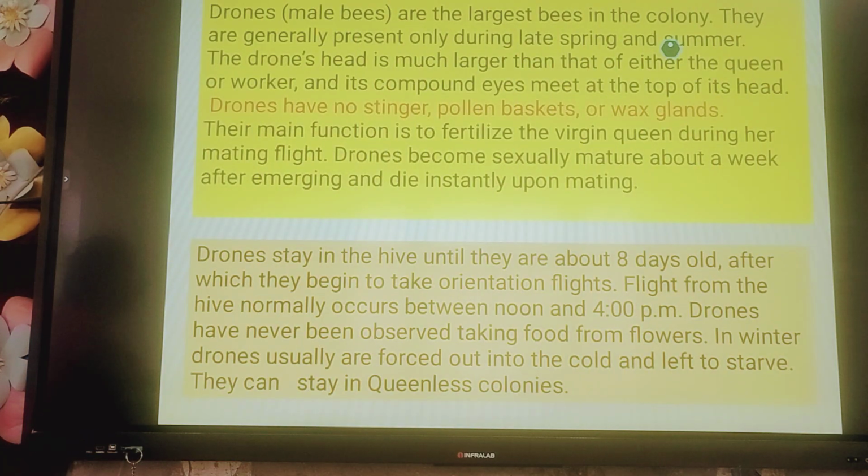So drones. Drones are the males. These are the largest bees in the colony, and they are present only during the late spring and summer. And drones have no stinger, no pollen basket or wax gland. The main function is only to fertilize the queen. So drones stay in the hive until they are about 8 days old, after which they begin to take orientation flights.